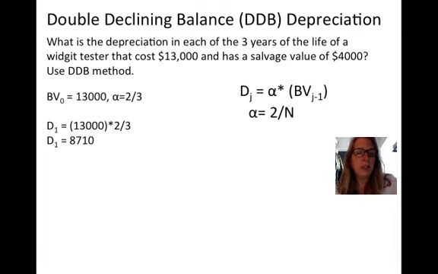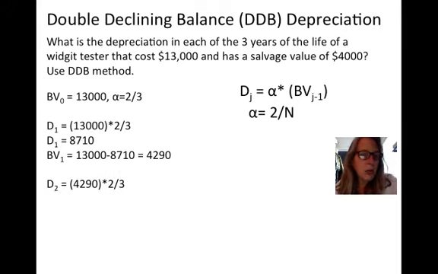That's going to be depreciation in the first year. Now we're going to calculate the book value, which brings it to 4290. So if we were going to calculate the depreciation in the second year, we would take the remaining book value of 4290 and multiply it by 2/3. That gives us a depreciation of 2874.